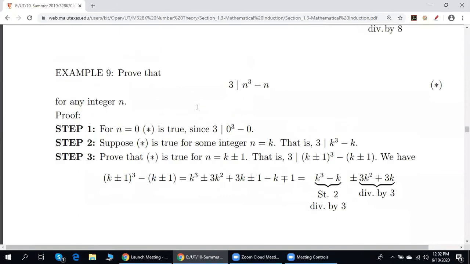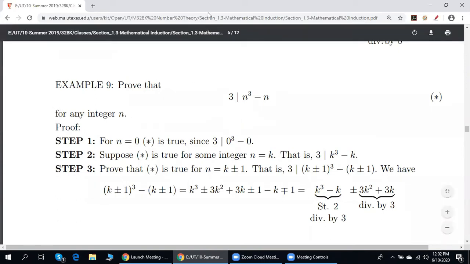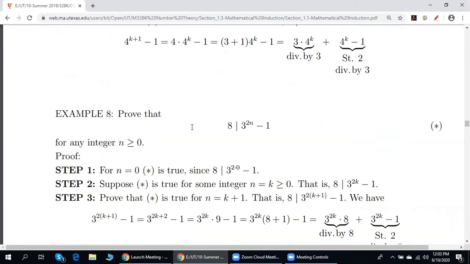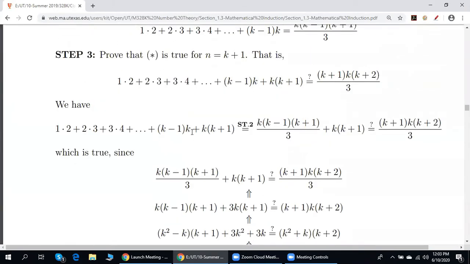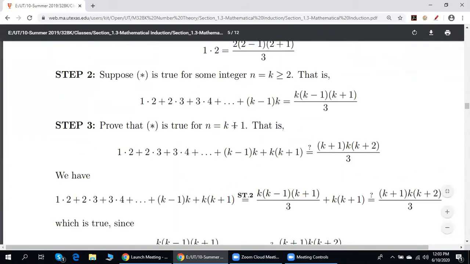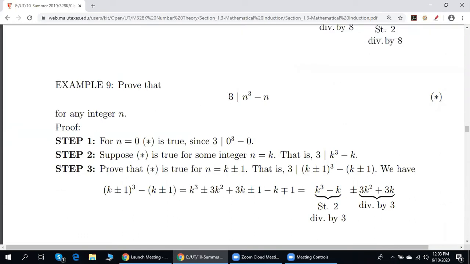Thank you. Next, prove that 3 divides n cubed minus n for any integer n. There is a difference between example 9 and all previous examples. In all previous examples, there was a lowest term. Here, a lowest term is 0. Here, lowest term is 0. Here, a lowest term is 2. Here, a lowest term is 1, and so on. Note that there is no lowest term here. We want to prove this for any integer n, positive or negative.